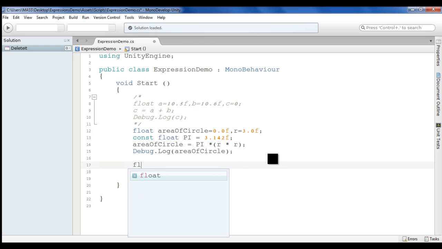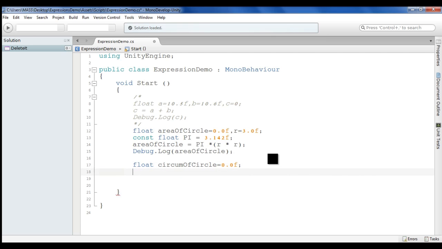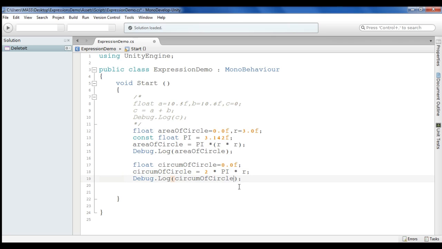Okay, let me create a float called circumferenceOfCircle, which is equal to 0.0f. I initialize it in the beginning. Now I need to write circumference of a circle is equal to 2 into pi into r. That's it. Now we have the r value here, 3, so we can find out the circumference also. I can copy this and paste it over here for circumference. Now let us save and check out whether we get the result or not.